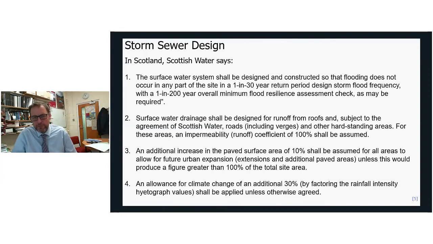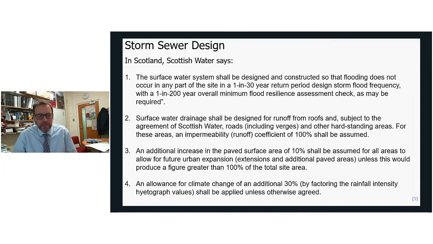accept runoff from roofs, because that's their responsibility, to drain properties, and subject to agreement, Scottish Water will take runoff from roads and verges. And this is because in Scotland local authorities are responsible for draining roads, but normally through agreement with Scottish Water, Scottish Water will take those flows. But it's saying it expects the runoff coefficient for the roads and verges to be 100%.